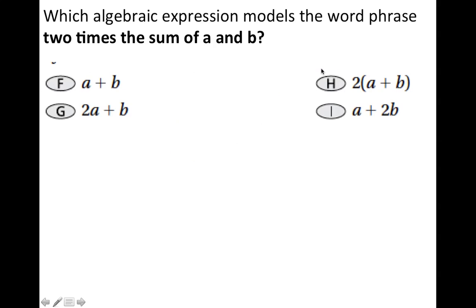The next one I want you to try by yourself. Which algebraic expression models the word phrase 2 times the sum of A and B? So pause this presentation, come back, and hopefully you have the same answer as I do. Welcome back. 2 times the sum of A and B, meaning A and B are grouped together and we're multiplying that. 2 times means multiplication, or parentheses, so that would be H.